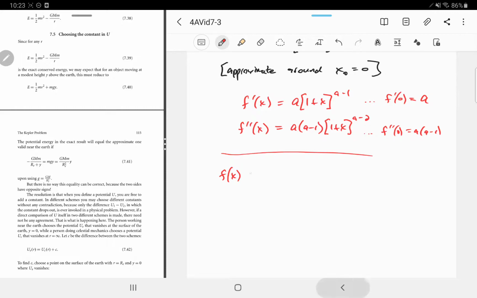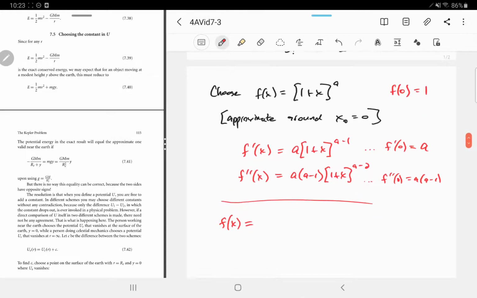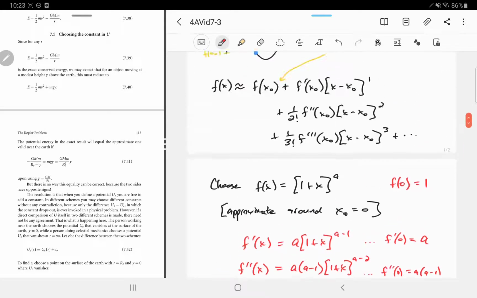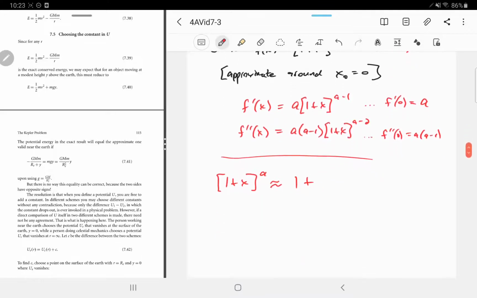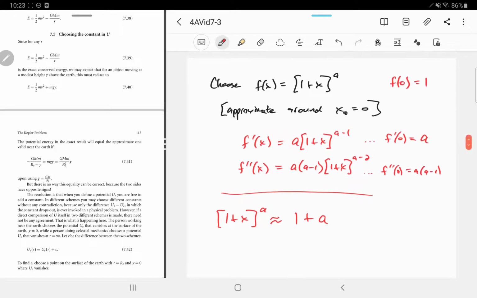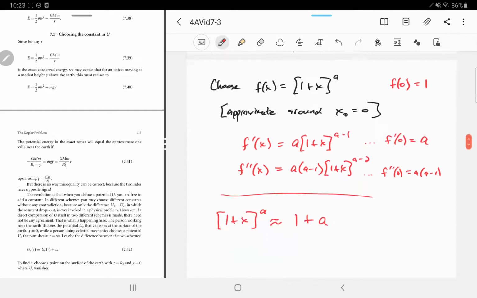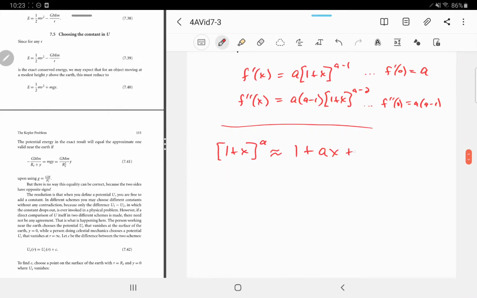So f of x is f of 0, which is 1. So I'm going to go ahead and say 1 plus x to the a is approximately equal to 1. So that's f of 0 plus, and then the first order term, f prime of x naught, is this. So 1 plus a, and then x minus x naught to the first power is just x to the first power, because x naught is 0 here. So plus ax plus 1/2. So the next term would be 1/2 a times a minus 1 x squared plus etc.